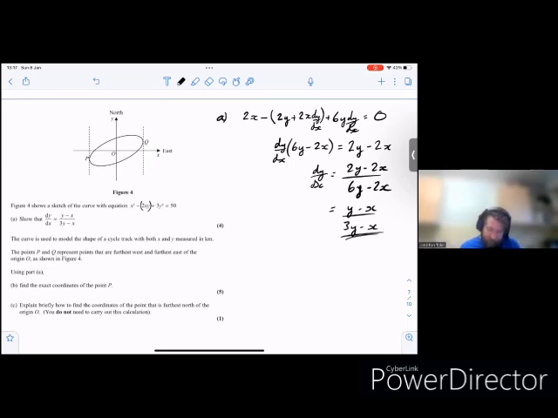The curves are used to model the shape of a cycle track. P and Q are the furthest west and furthest east. Using part A, find the exact coordinates of point P. Now, for this, we need to know what is going on at these points. So at Q, we've got a vertical gradient.